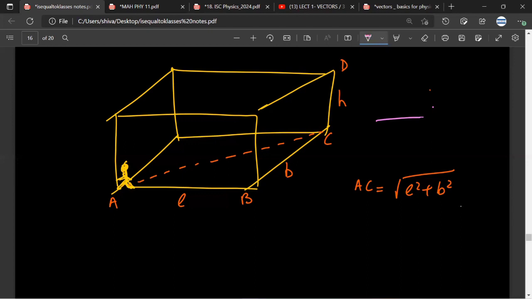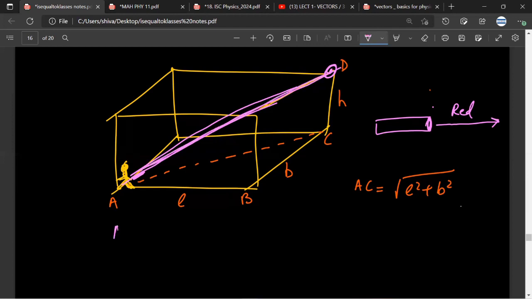played with this laser which has this red light coming from it? Have you ever played with it? Yeah. So just take this laser in your hand and point it here. So this length AD is equal to root L square plus B square plus S square. Avantika, are we comfortable with this or not?